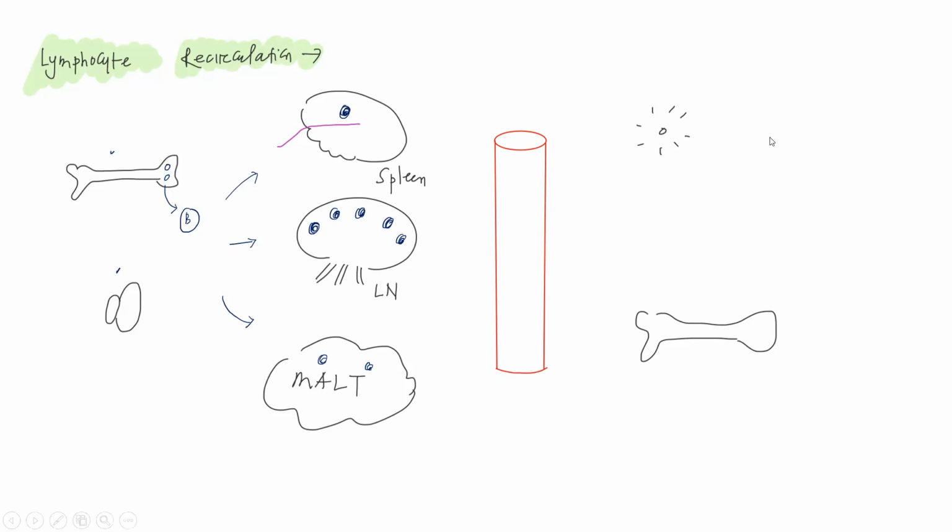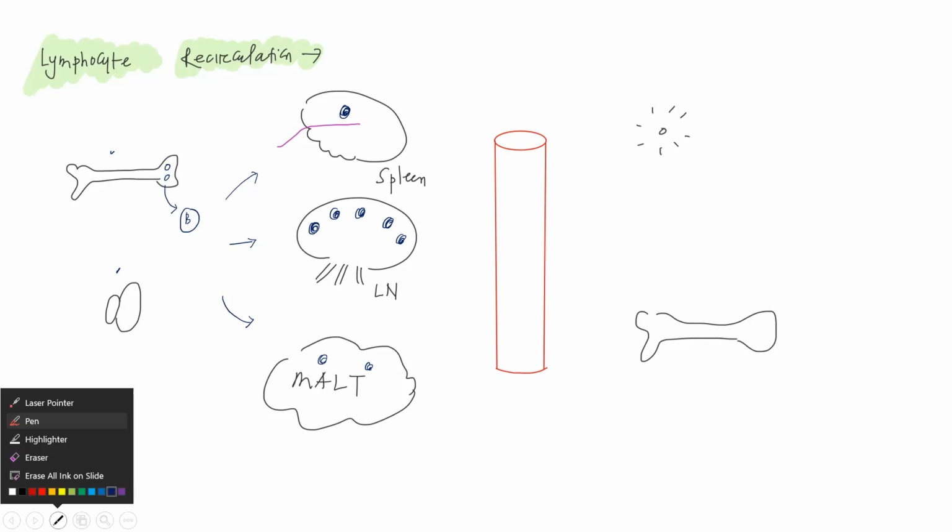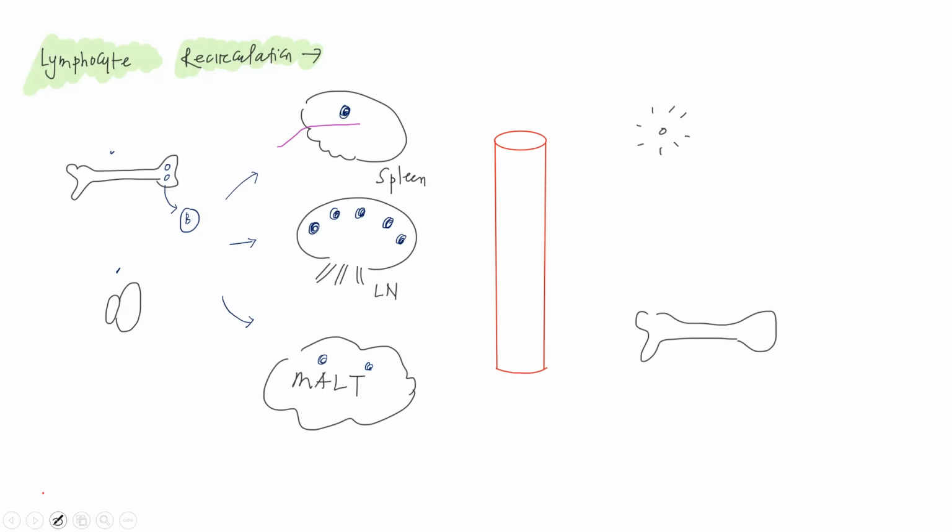But what happens to the T cells? So the T cells, they'll be produced inside the bone marrow. However, the T cells have to come to the thymus for further development. From the thymus, once they are developed, once they're matured, they will come to the circulation.